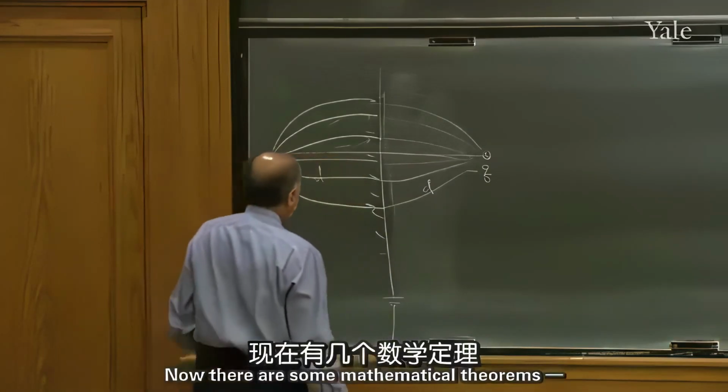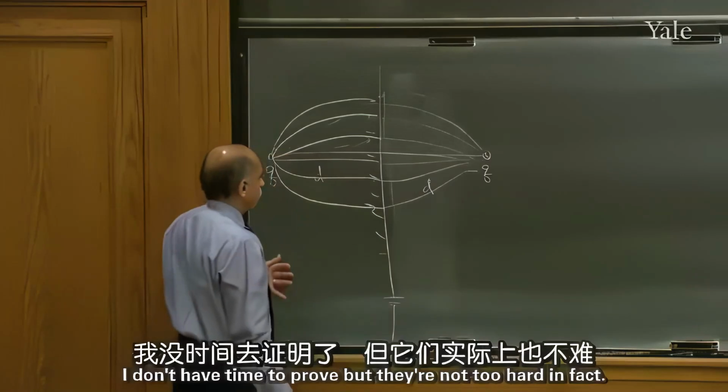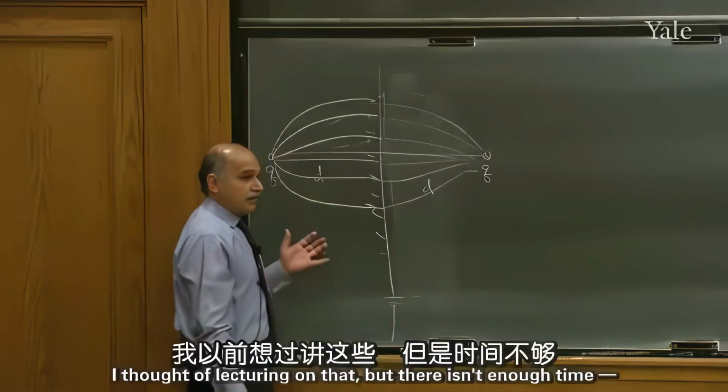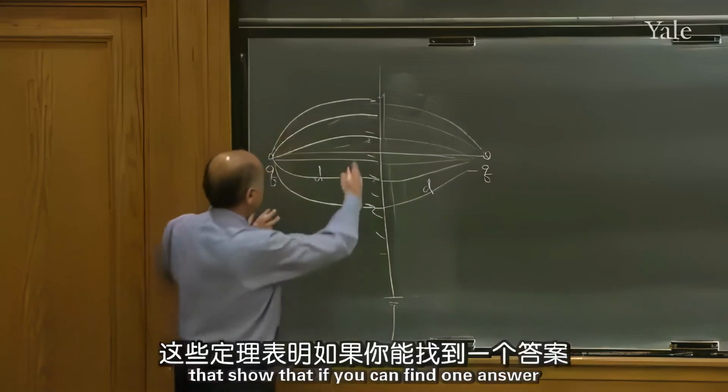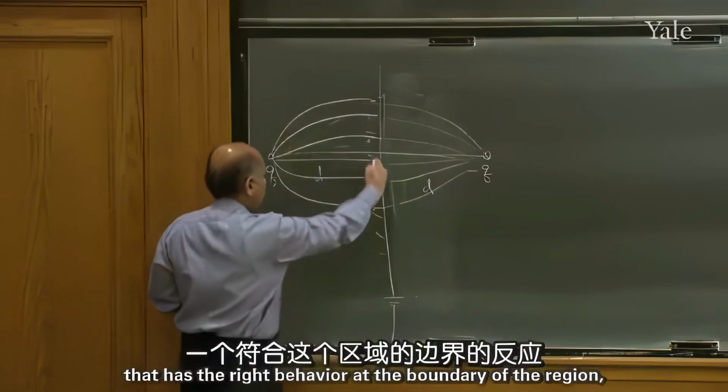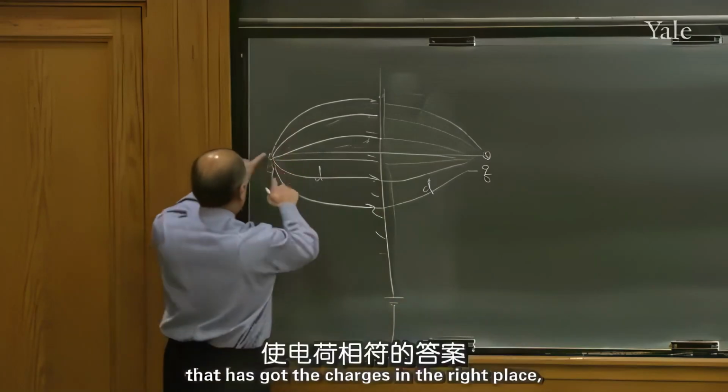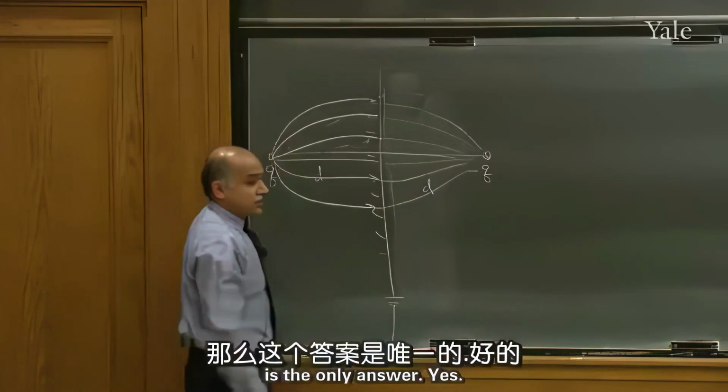Now, there are some mathematical theorems I don't have time to prove, but they're not too hard. In fact, I thought of lecturing on that, but there isn't enough time. They show you that if you can find one answer that has the right behavior at the boundary of the region, that has got the charges in the right place, it's the only answer.